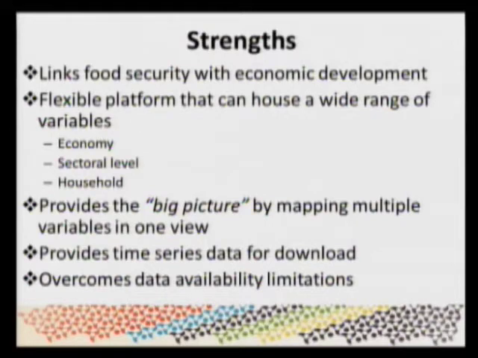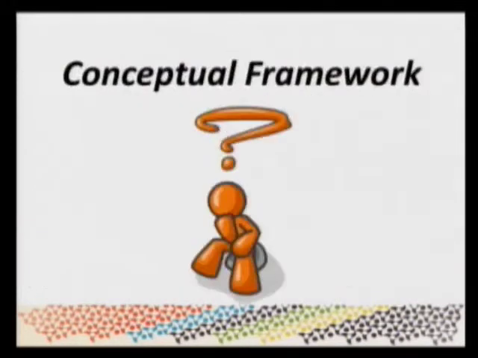It links food security with economic development, and it has a flexible platform that can house a wide range of variables. It really provides the big picture by mapping multiple layers or variables in one view. And of course, it also overcomes the data availability limitations that exist within the Arab world.